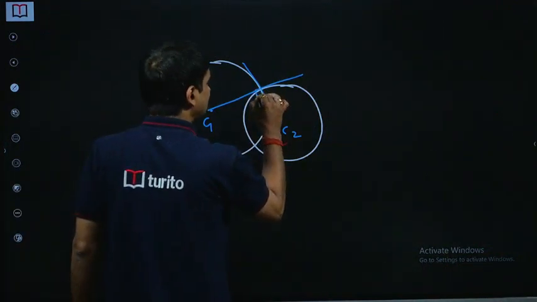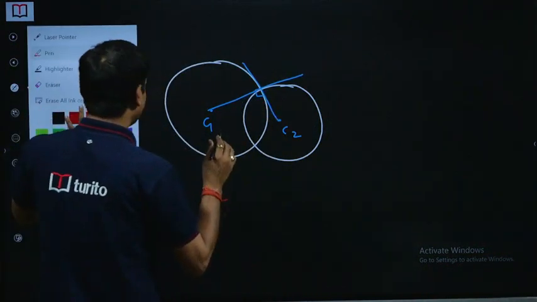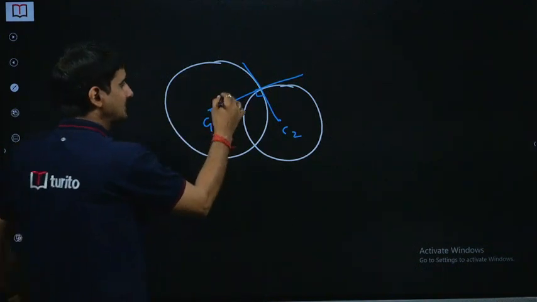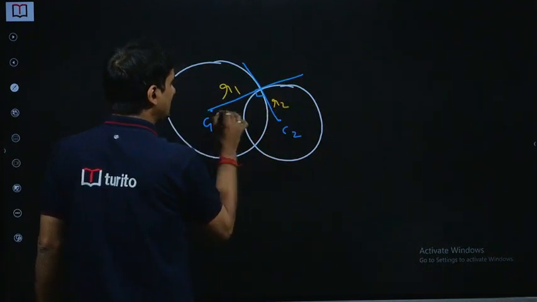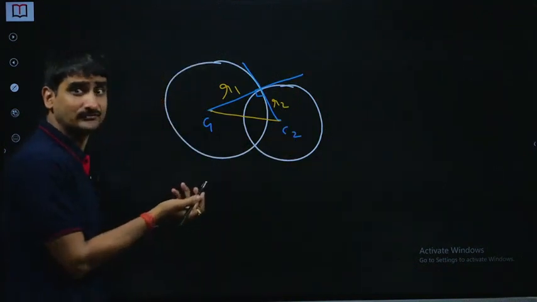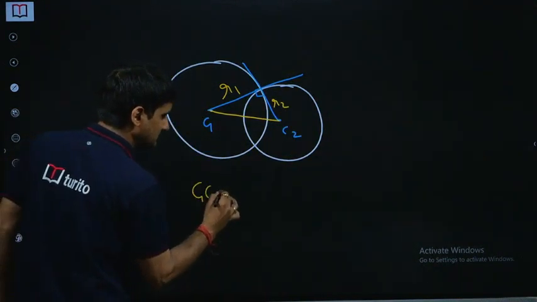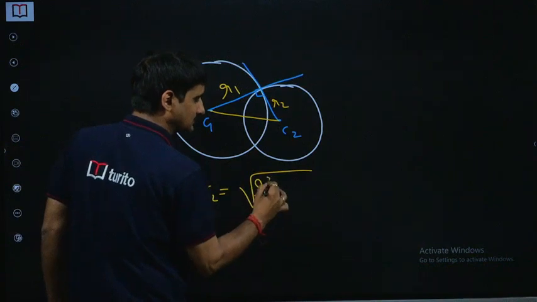So that's why I said this is it. It's a very important case. See, this is R1, let's say, radius R2, and that's it. So it's a Pythagoras type of thing. So C1C2 is nothing but under root of R1 square plus R2 square.